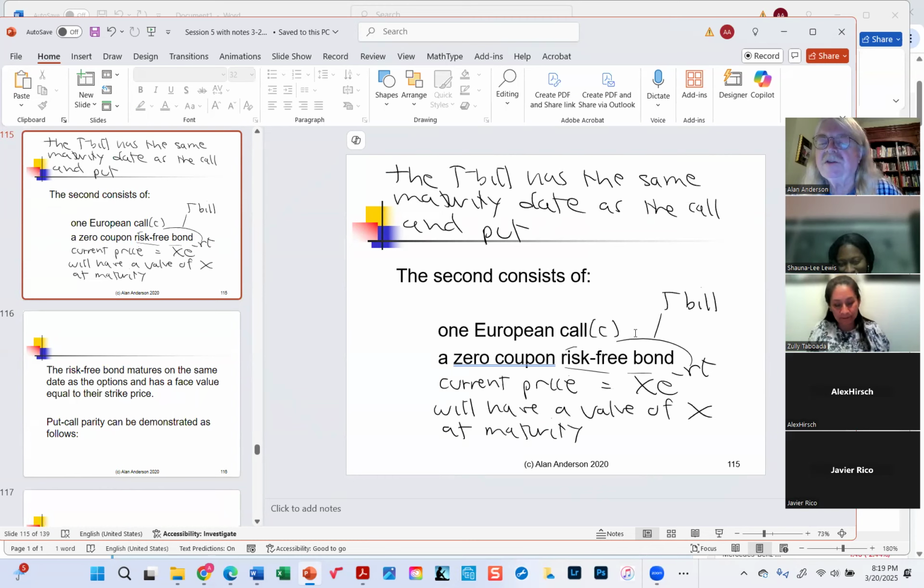A zero coupon risk-free bond is a treasury bill where the price is Xe^(-rT) dollars, which means that on the maturity date, it will be worth X dollars. Okay, we're assuming that both the call and the put have the same strike price, which is X. They also mature at the same time, T. So we need to make sure that this bond that we're buying has a face value of X dollars and also a maturity of T, so that on the maturity date of the two European options, this will be worth exactly X dollars.